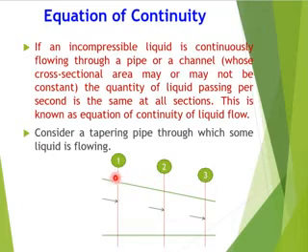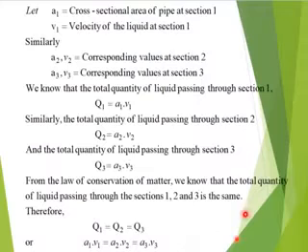जो डिफरेंट पॉइंट्स हैं 1, 2 एंड 3, इनमें जो डायाज हैं या जो एरियाज हैं उनको हम A1, A2, A3 से डिनोट कर देंगे, और इसी तरीके से जो इन पॉइंट्स पे वेलोसिटी होगी उसको V1, V2 और V3 से डिनोट कर देंगे. Let A1 is cross-sectional area of pipe at section 1, V1 is velocity of liquid at section 1. Similarly, A2, V2 and A3, V3 are corresponding values at section 2 and section 3.